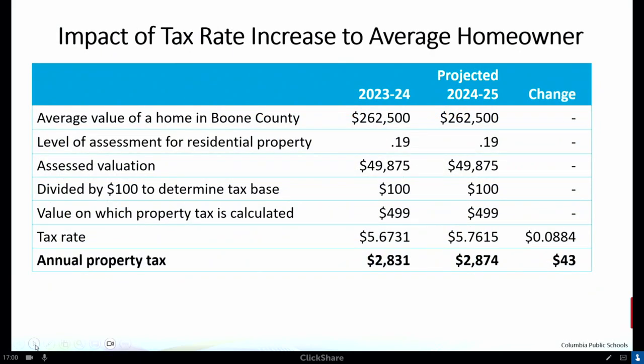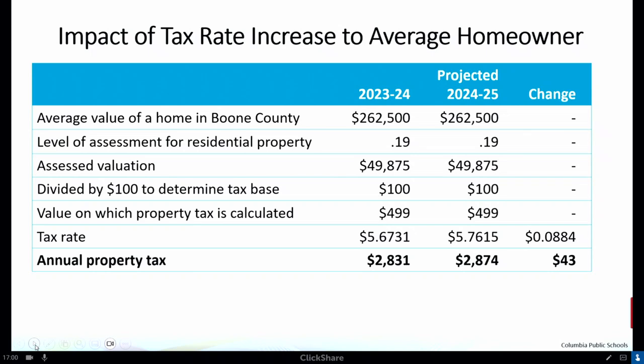And so the final slide that I always like to talk about is how this impacts the average homeowner. Because there was not a reassessment year, the average home is essentially the same as it was last year, so our starting value at the top we're not really changing. Then the level of assessment for residential property is 0.19, so you multiply that by the value of your home. Anyone can do this calculation at home: what's the value of your home? Multiply it by 0.19, and then you get an assessed valuation number.